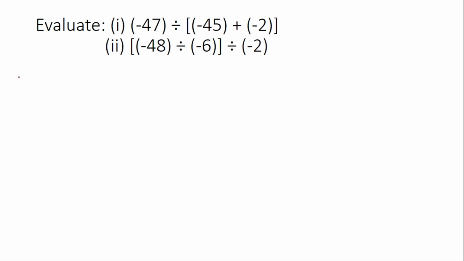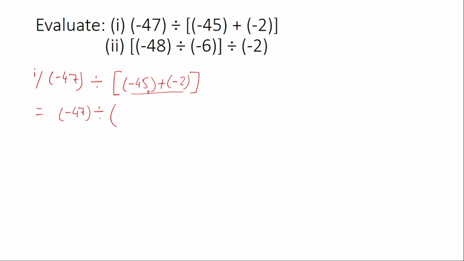Evaluate. Let us solve the first one: minus 47 divided by minus 45 plus minus 2. As per the BODMAS rule, we have to solve this bracket first. So we will write minus 47 divided by, minus 45 plus minus 2 will be minus 47. Minus 47 divided by minus 47, it will be 1. So our answer is 1.